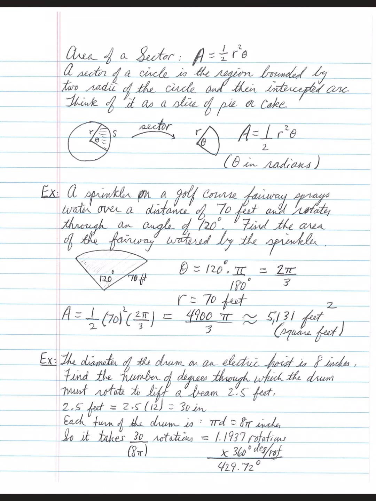A second example, the diameter of the drum of an electric hoist is 8 inches. When you're logged in doing your homework, you'll have an illustration of this particular problem. I didn't draw a diagram because I can't draw very well, and I knew you'd be able to see the diagram in your homework. Find the number of degrees through which the drum must rotate to lift a beam 2.5 feet.